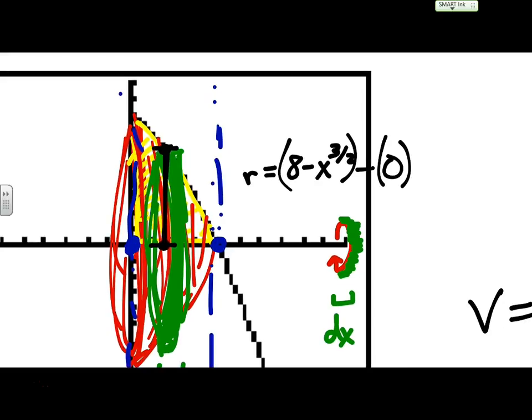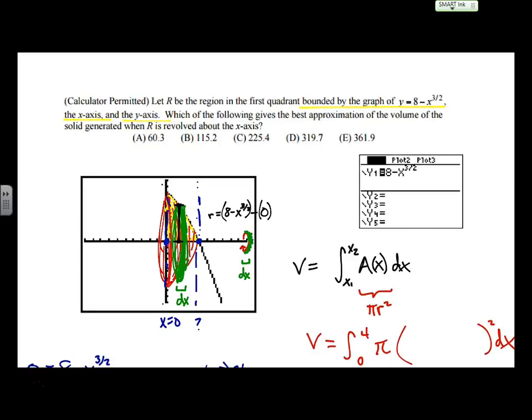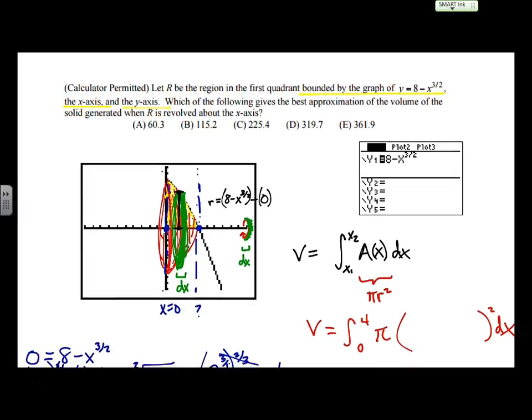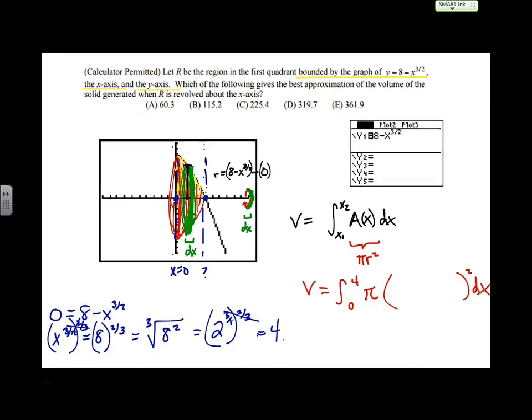Our function, 8 minus x to the 3/2 minus 0. So we can say, sweet, let's plug it in. Anything minus 0 is itself, so we'll just say 8 minus x to the 3/2 squared. Now, of course, kiddos, they would pull this pi out, because pi is a constant. I don't know why I just said 8. It's supposed to be V. V is equal to, we'd pull that pi out, we'd have 0 to 4 of 8 minus x to the 3/2 squared dx.